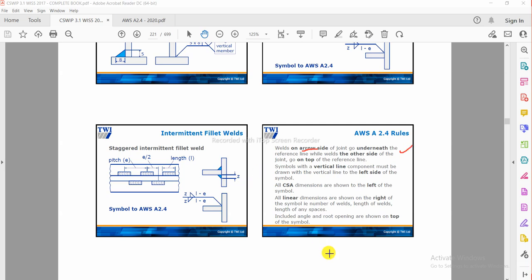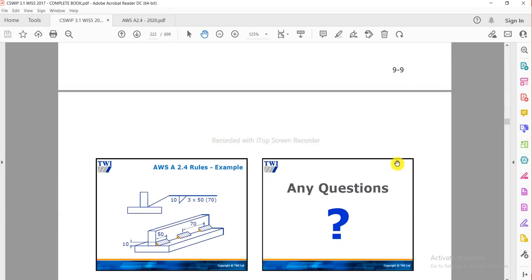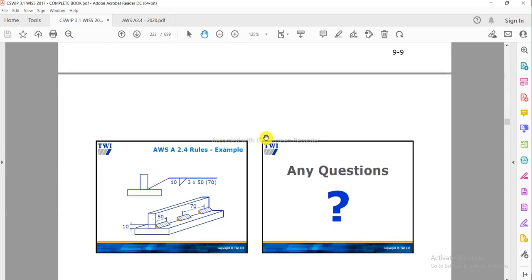Here the symbolic representations are very clear. Find the pitch e, Z2, and length l. In AWS form it is written as Z fillet, l minus e. The representation is different, and we will understand it clearly by seeing these drawings. Here the AWS A2.4 rule is that welding occurs at the arrow side, so it is represented below the reference line.